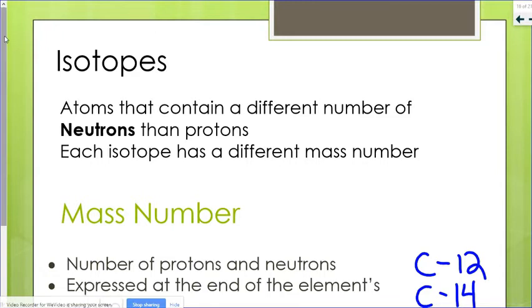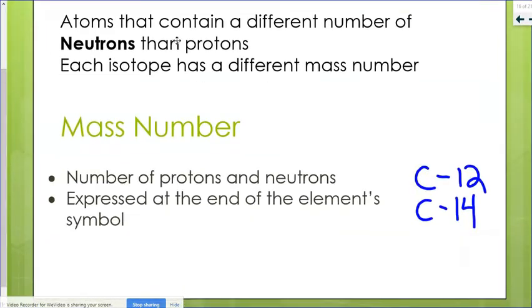Isotopes then are a situation where we have a different number of protons than we have neutrons. So these two things vary. The number of protons is what determines the atom. So in an isotope, if it has a different mass number and it's the same atom, then it's the neutrons that have changed. So mass number is going to consist of your protons and your neutrons, and we express that at the end of the element. There's also a couple other ways to express it that you'll see coming up in another video or two.